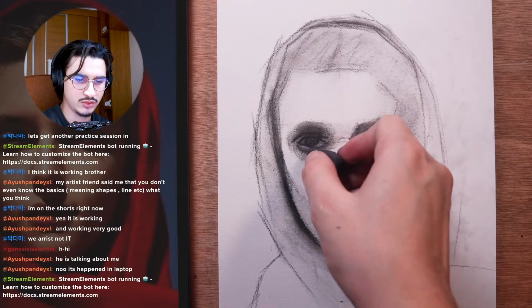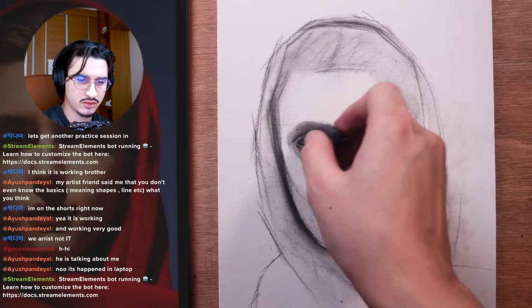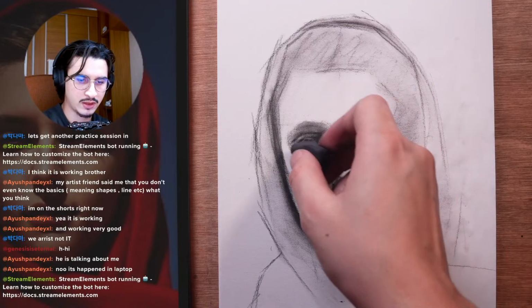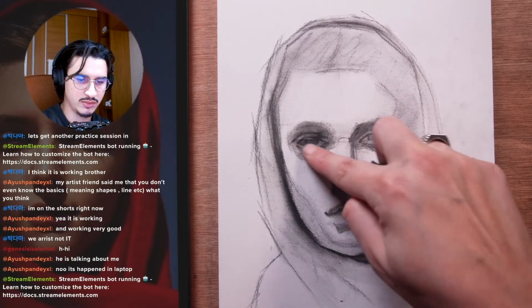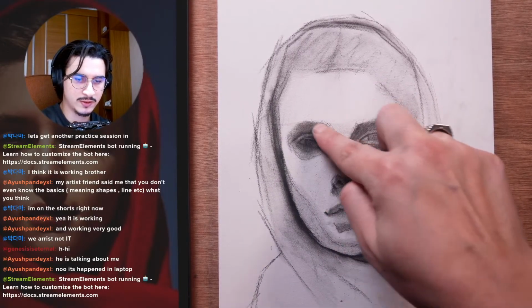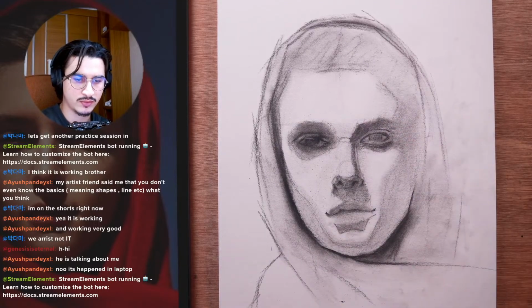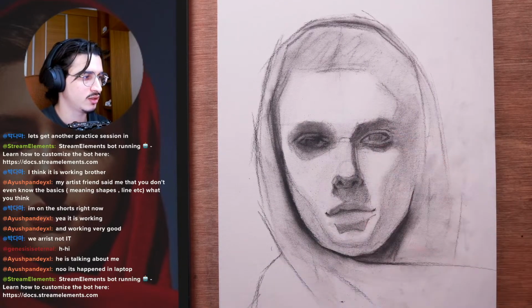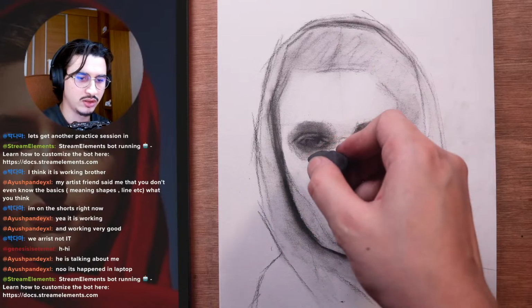Okay, I messed that up. I need to clean it. Oh man. It looks messy. I will have to darken this eye as well.